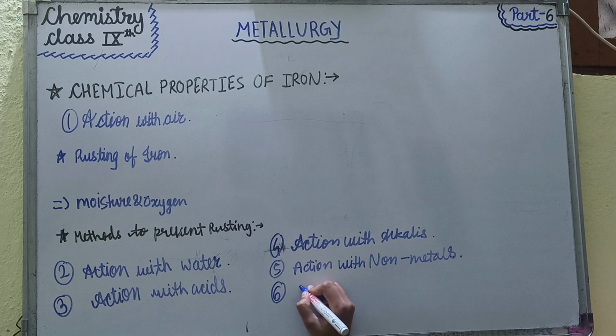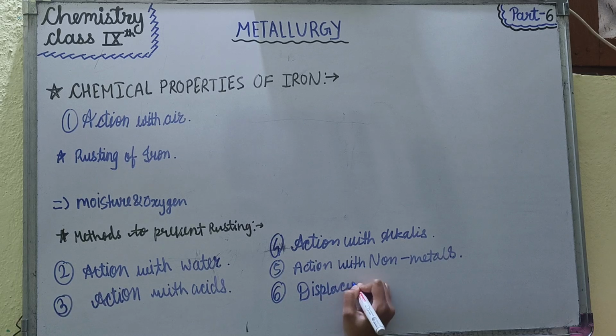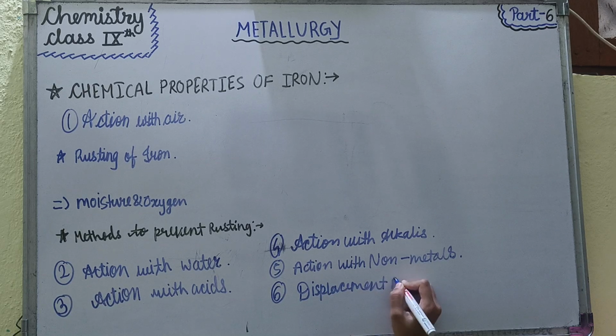Sixth is displacement reaction. As iron occupies a higher position in the activity series, it displaces metals like copper and silver from their salts. CuSO4 plus Fe gives FeSO4 plus Cu. 2AgNO3 plus Fe gives Fe(NO3)2 plus 2Ag.